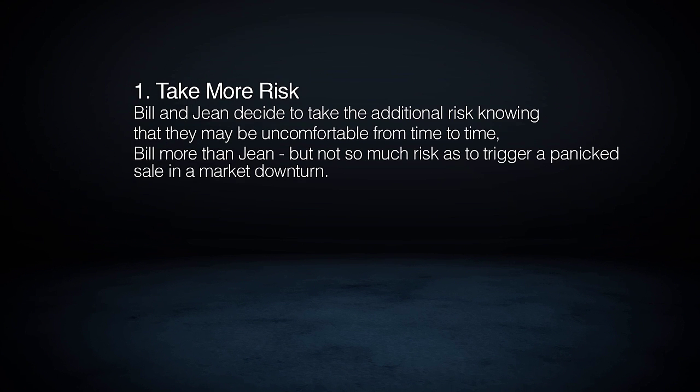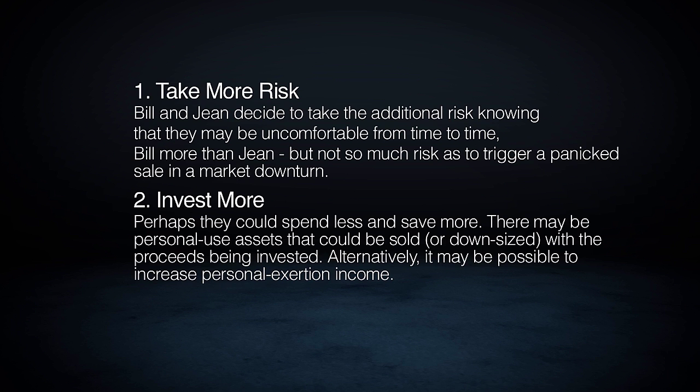1. Take more risk. Bill and Jean could decide to take the additional risk knowing that they may be uncomfortable from time to time, Bill more than Jean, but not so much risk as to trigger a panic sale in a market downturn.